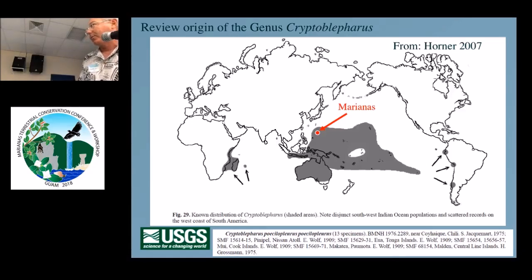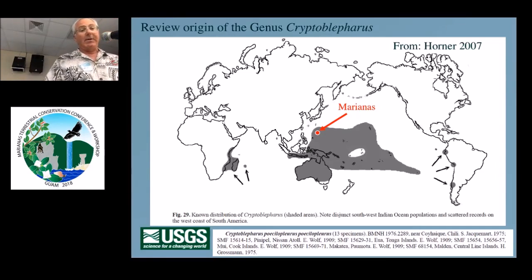So I'm going to quickly review the origin of the genus Cryptoblepharus. This is the range of Cryptoblepharus from Horner's paper. The Marianas are right there. You can see it's got a huge range. This is an artifact that's not real, but it's gone all the way across to Africa. Within the Central Pacific, within poecilopleurus, this study only included 13 specimens, and they were from this area. So they didn't accurately look at the morphology of poecilopleurus in that study.